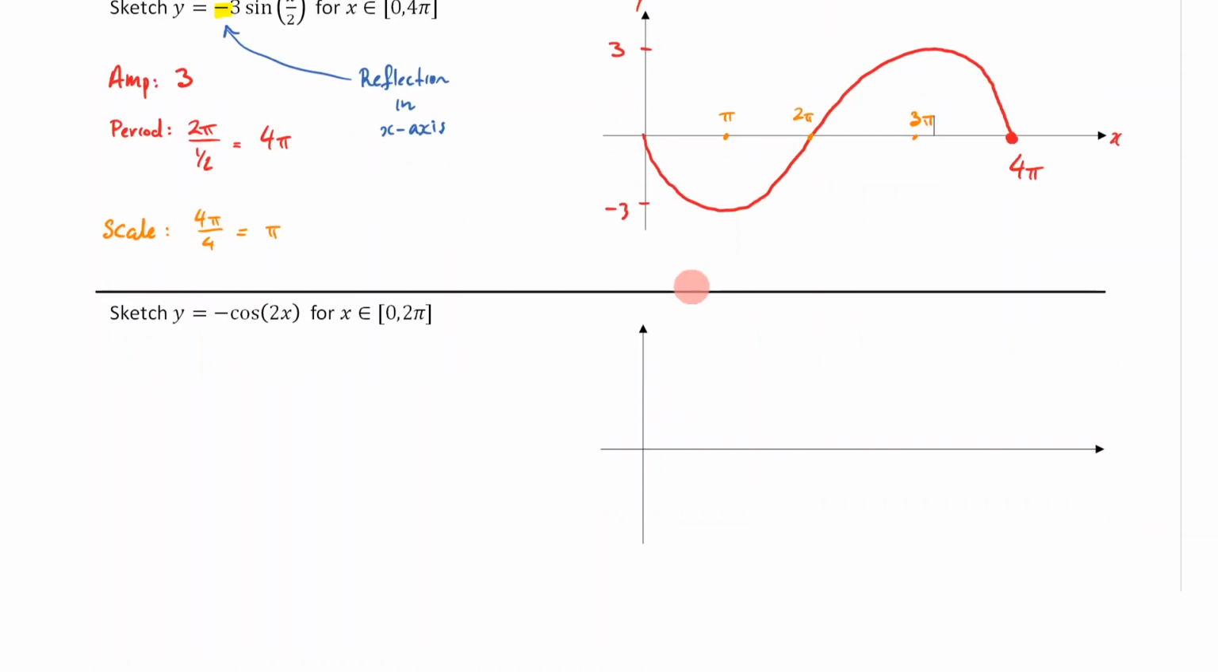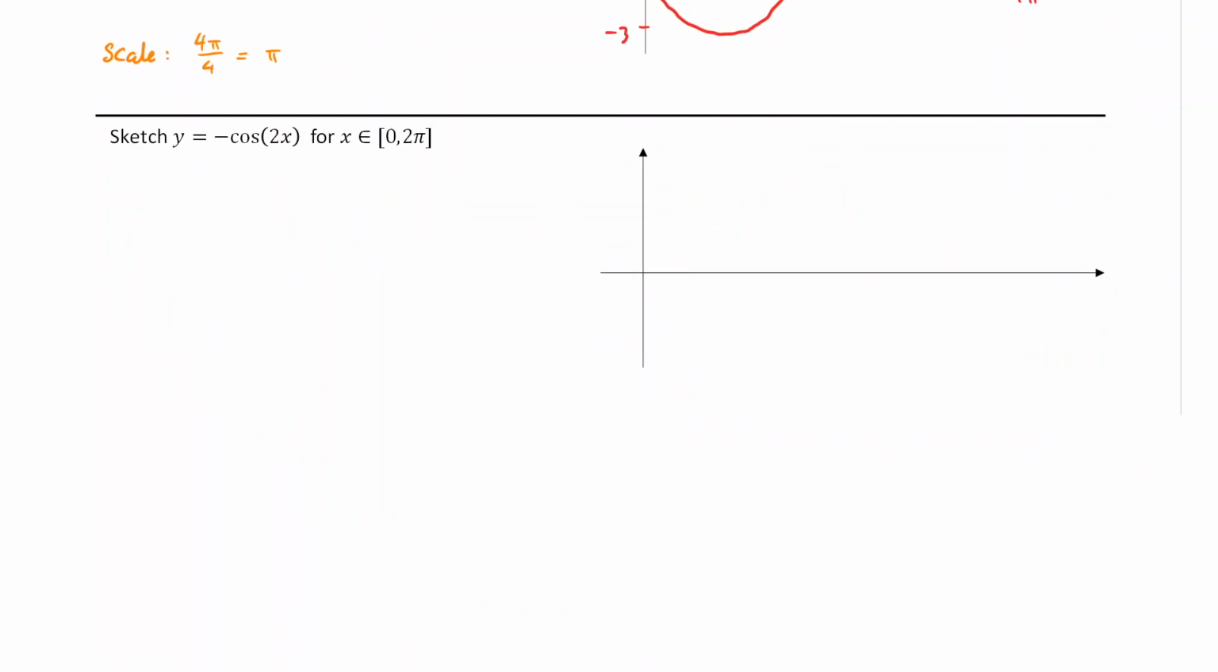Okay, let's come to our next one here, in which, again, we need to be aware of the reflection that's been taking place here, and it's because of this negative. This is telling me that we have a reflection in the x-axis. So just be aware of that. All right, again, we will find the amplitude, the period, and the scale, and see how we go. So the amplitude. Now, there is no number in front of it, which means the amplitude is just 1. Remember, it's never going to be negative, the amplitude. So I'm going 1 up, I'm going 1 down.